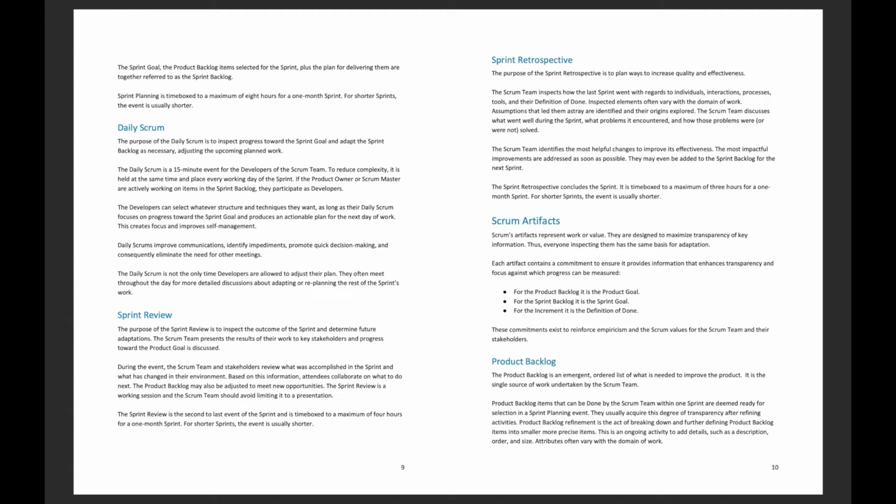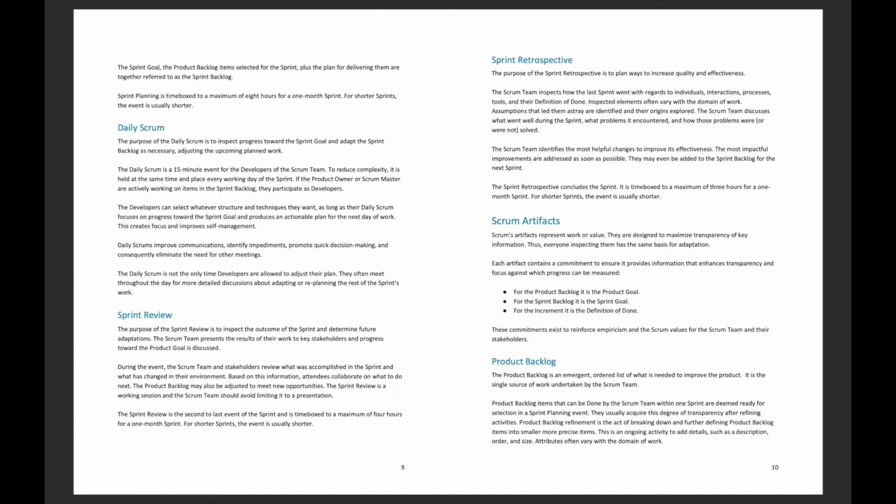The Scrum team discusses what went well during the sprint, what problems it encountered, and how those problems were or were not solved. The Scrum team identifies the most helpful changes to improve its effectiveness. The most impactful improvements are addressed as soon as possible. They may even be added to the sprint backlog for the next sprint.